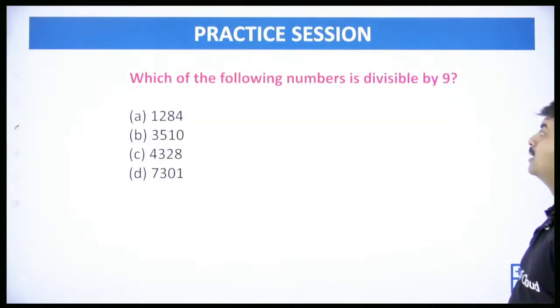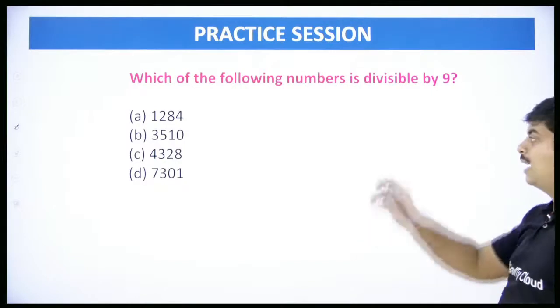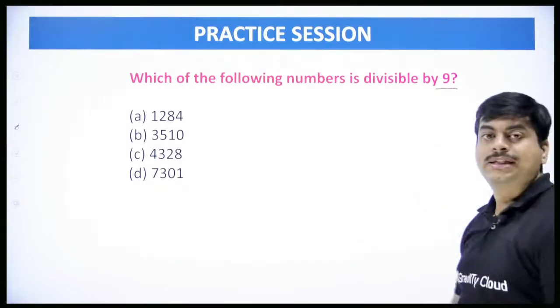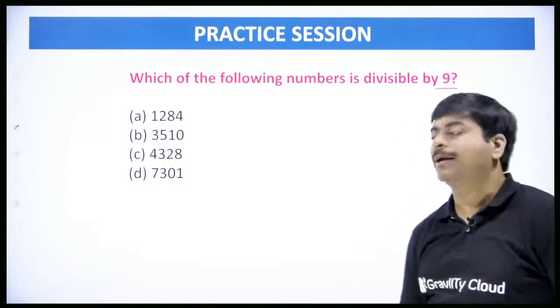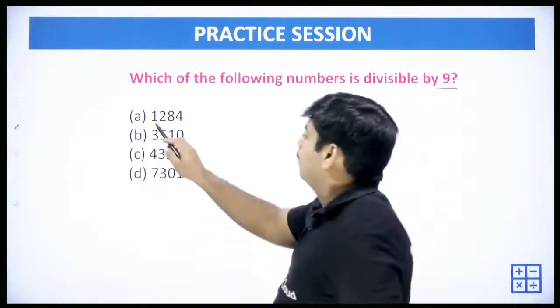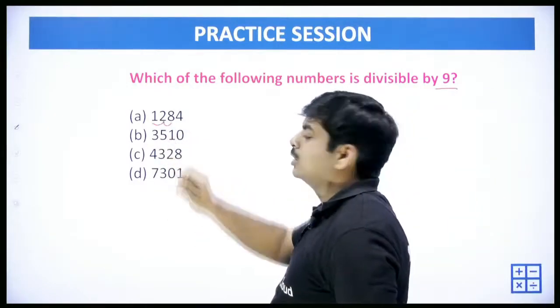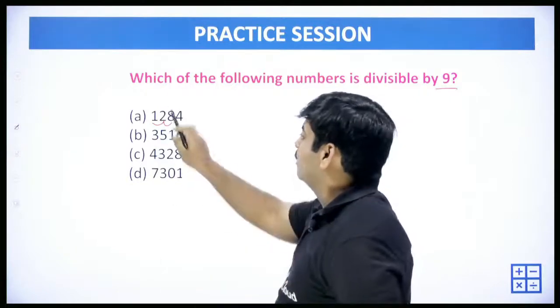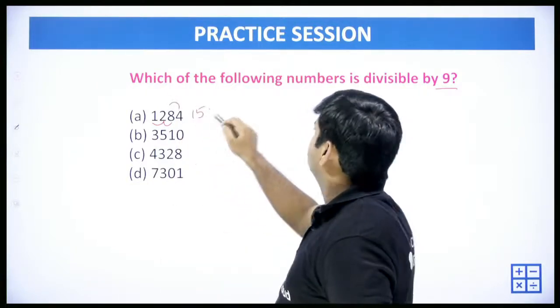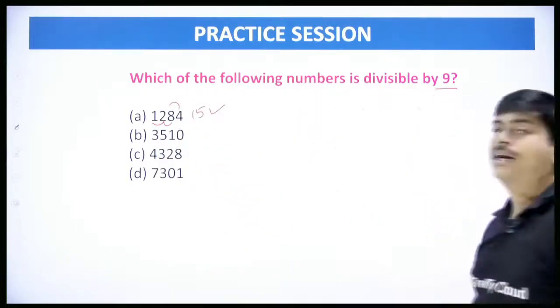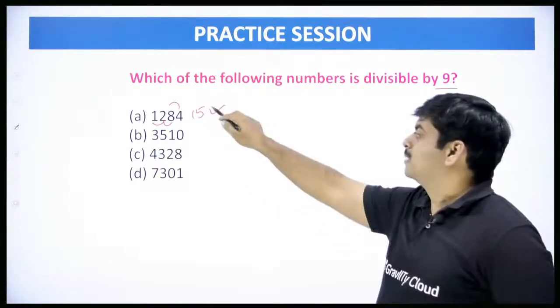Which of the following numbers is divisible by 9? Again, 9 means the sum of the digits should be a multiple of 9. So 1 plus 2 is 3, 3 plus 8 is 11, 11 plus 4 is 15. 15 is not divisible by 9.